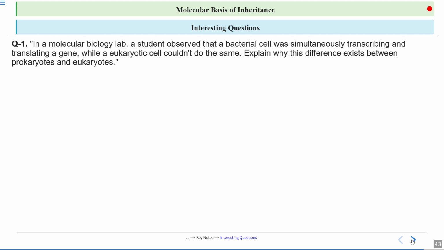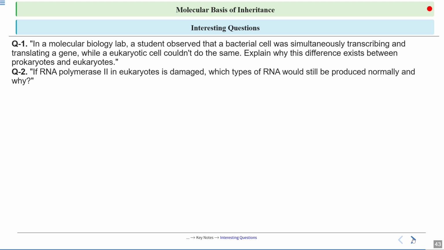So here are some interesting questions that you need to answer. First, in a molecular biology lab, a student observed that a bacterial cell was simultaneously transcribing and translating a gene, while a eukaryotic cell couldn't do the same. Explain why this difference exists between prokaryotes and eukaryotes. This is about polyribosomes and polysomes that you can answer.